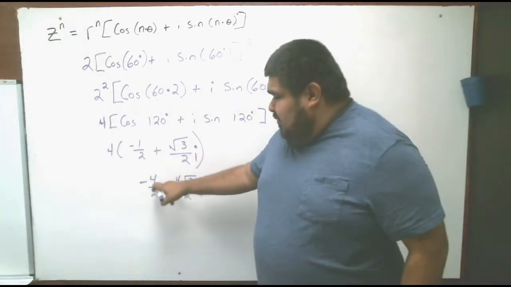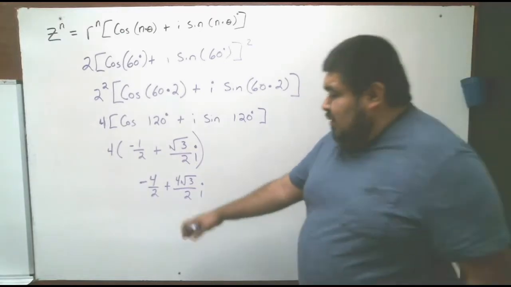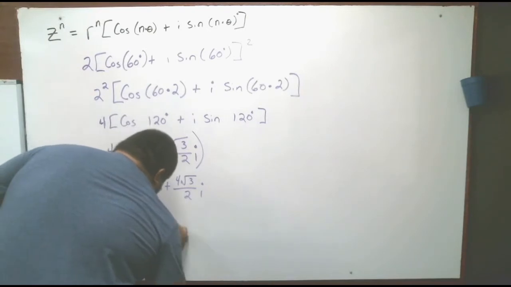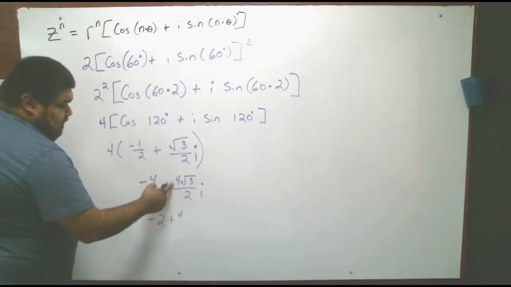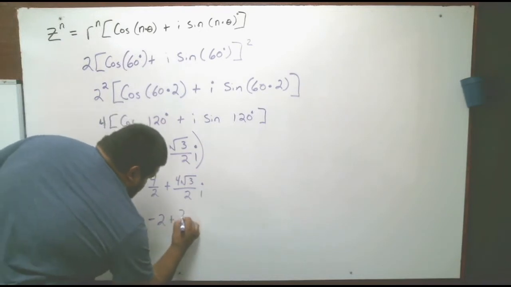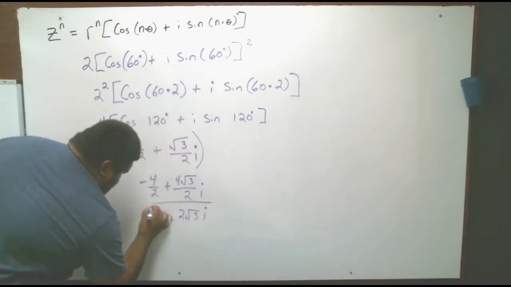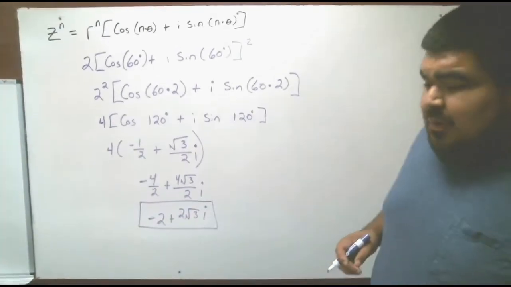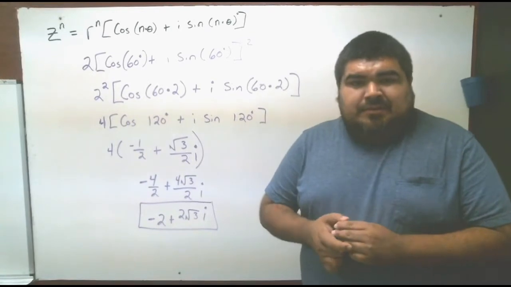Again, 2 could go into 4 since it's negative. One's positive, one's negative, the answer is negative. So 2 can go into 4 2 times. So negative 2. Negative 2 plus 4, well, look at that. 2 can go into 4 2 times. So technically it becomes 2 radical of 3i. Okay, so our answer is negative 2 plus 2 radical of 3i.